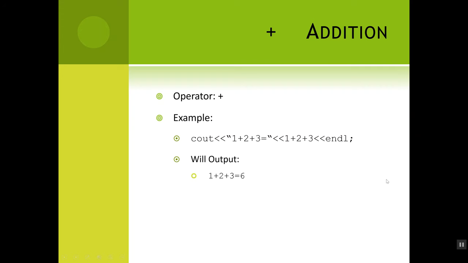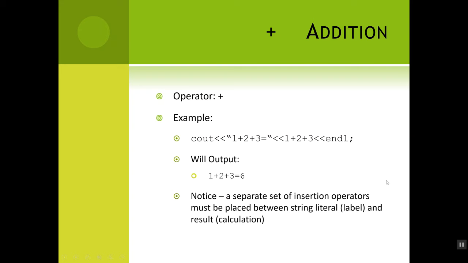So just looking at them one at a time, addition acts kind of like you'd expect it to act, like when you use your calculator. So if I were to cout a label "1 plus 2 plus 3 equals", and then here I just write the math without quotes around it, 1 plus 2 plus 3, it's going to add those numbers for me, and it's going to give me the result 1 plus 2 plus 3 equals 6, just like I would expect. So addition behaves exactly like it usually does. Notice that if you want to put a label in front of this, then I need to separate my string literal inside quotes from my mathematical expression with another insertion operator.